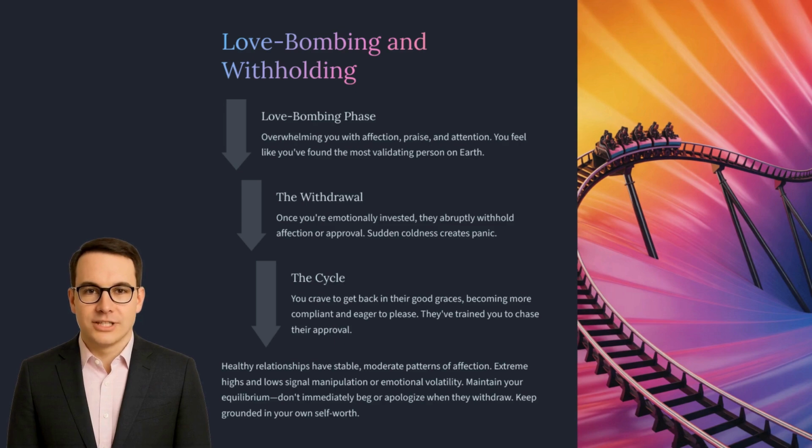This sudden coldness or distance creates a panic in you. You crave to get back in their good graces. In doing so, you become more compliant and eager to please them. Essentially, they train you like Pavlov's dog. You get treats of love when you do what they like, and you get the cold shoulder when you don't. It's a powerful control cycle because it heavily messes with your dopamine/reward system and self-esteem.